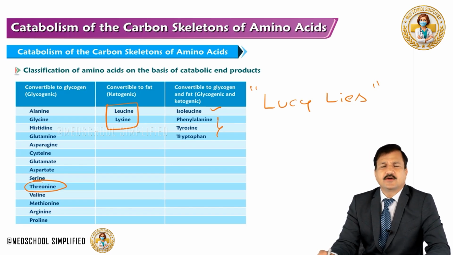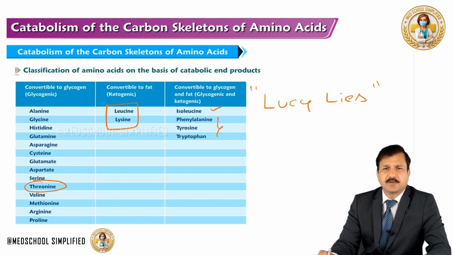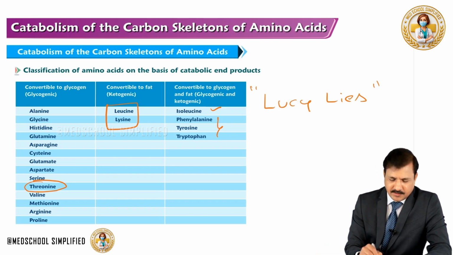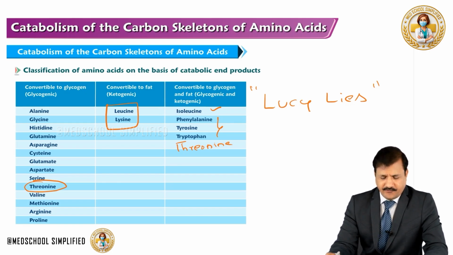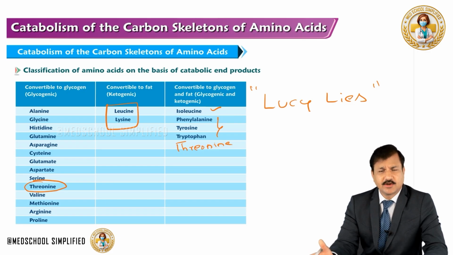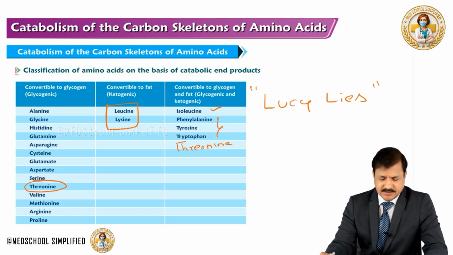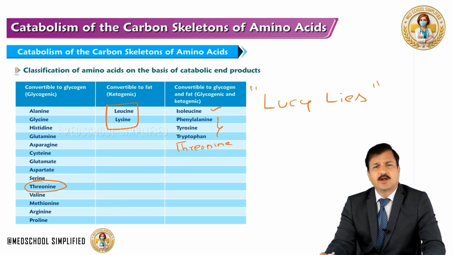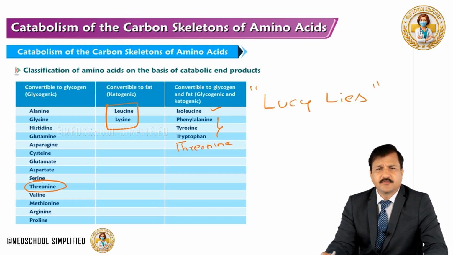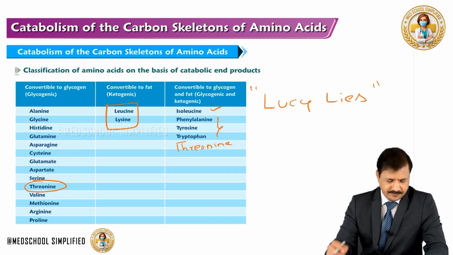This is an area where there can be a bit of confusion, so I will have to go according to how the question is framed. It can come to this side also, threonine, into both glucogenic and ketogenic. Going by that explanation, there are 5 amino acids which are both glucogenic and ketogenic: isoleucine and threonine, and then the 3 aromatic amino acids, phenylalanine, tyrosine, tryptophan. I just wanted to give you that area of confusion that you must be aware of.